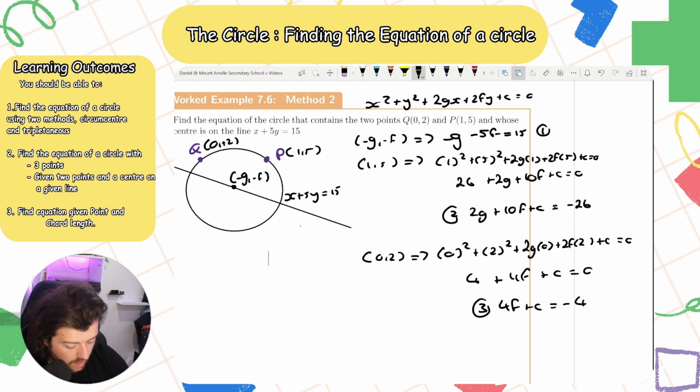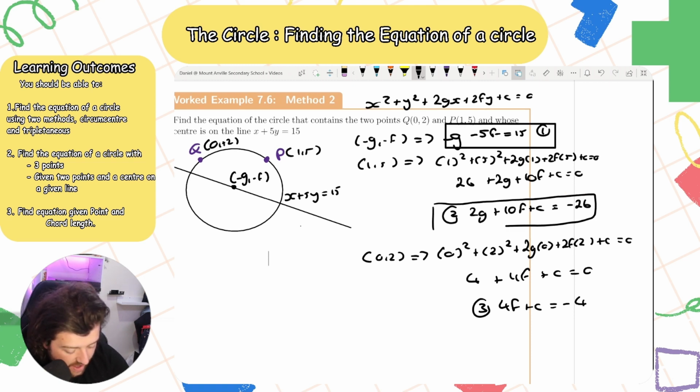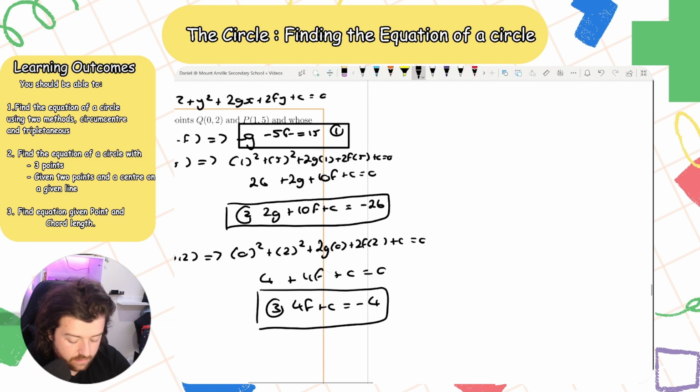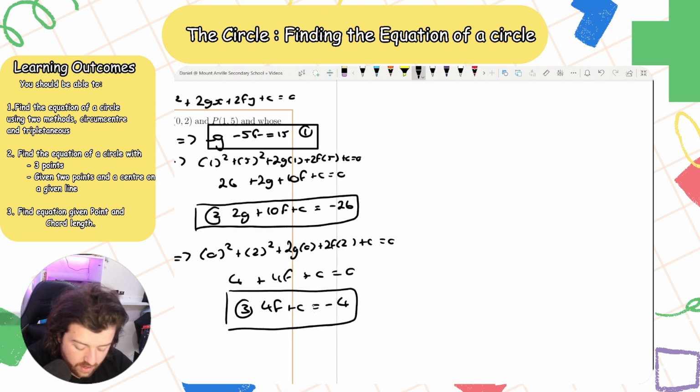So what I am needing to do here is, I have an equation of G and F here. I have an equation of G, F, and C here. And I have an equation of F and C. So I need to get two equations in terms of F and C, or G and F, or C and F.